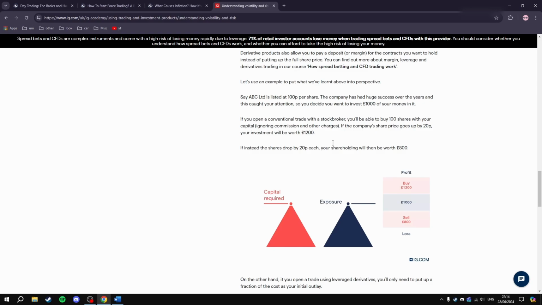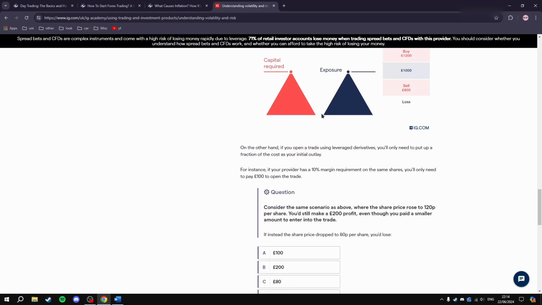Say ABC Ltd is listed at 100 pence per share. The company has had huge success over the years and this has caught your attention. So you decide you want to invest £1,000 of your money in it. If you open a conventional trade with a stockbroker, you'll be able to buy 100 shares with your capital, ignoring commissions and other charges. If the company's share price goes up like 20p, your investment will be worth £1,200. If instead the shares drop by 20 pence each, your shareholding would then be worth £800.